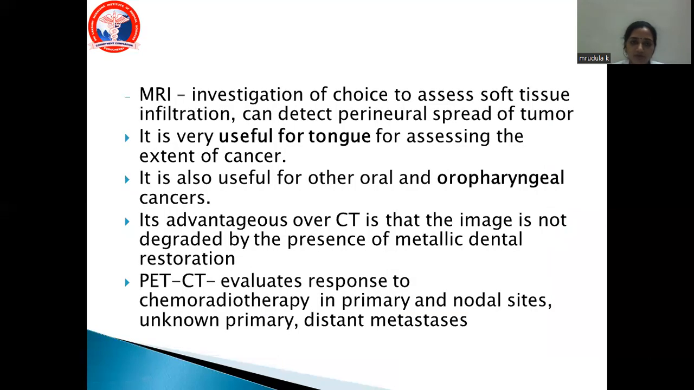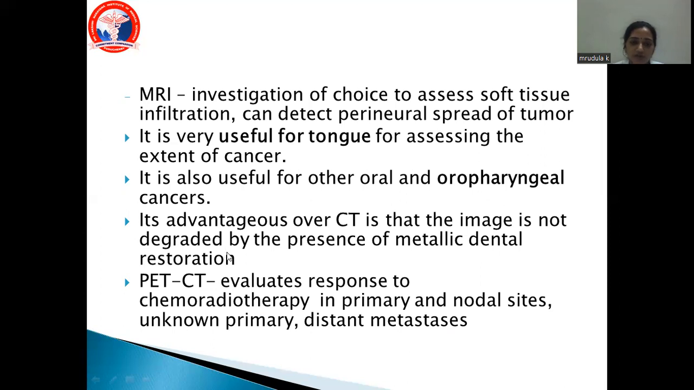So MRI is the investigation of choice to assess infiltration and to detect the perineural spread of the tumor. It is useful for the tongue for assessing the extent of cancer. It is also useful for oral and oropharyngeal cancers. Its advantage over CT is that the image is not degraded by the presence of a metallic dental restoration. So whenever there is a metallic denture, the picture quality is not degraded in MRI.